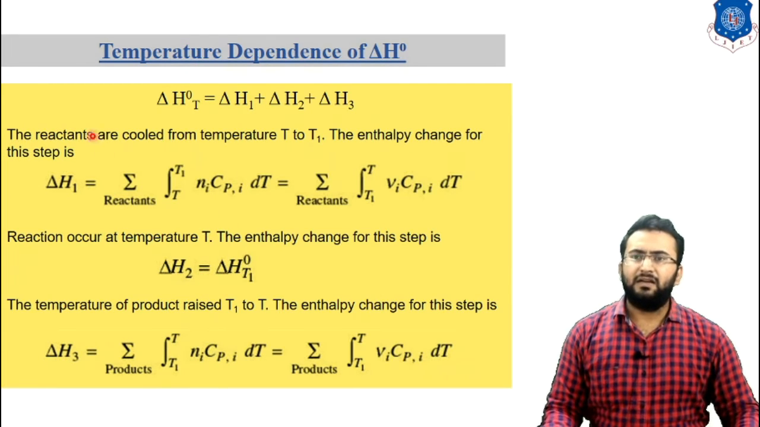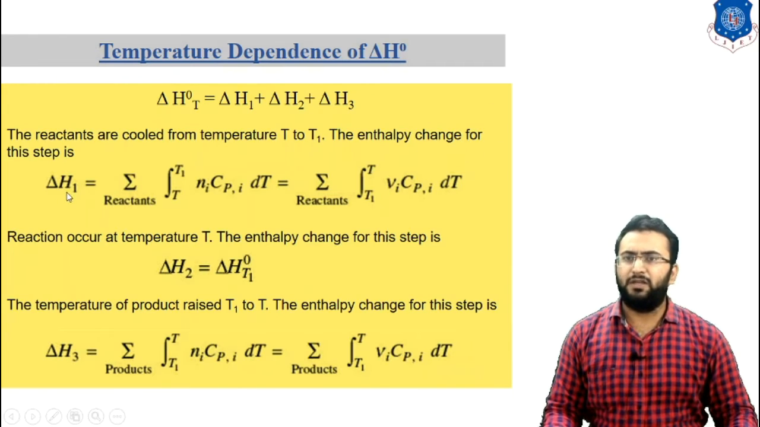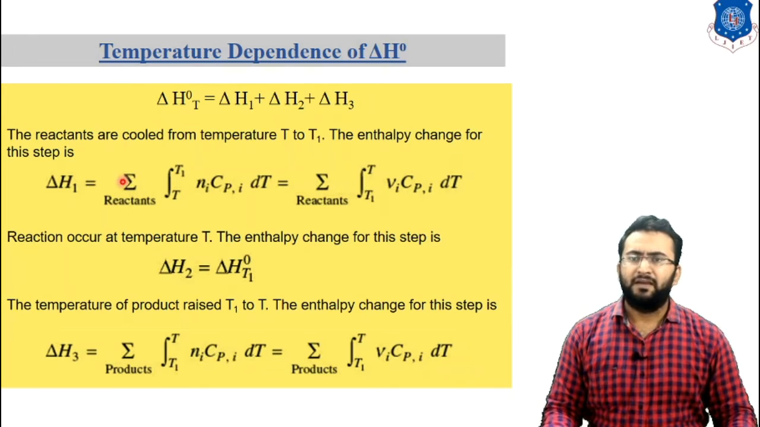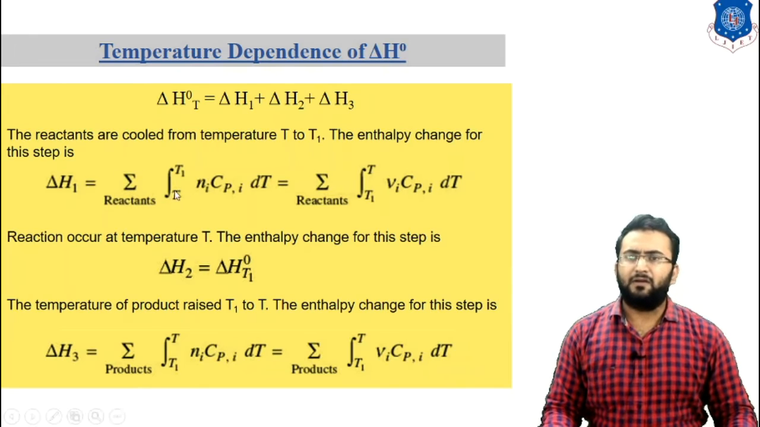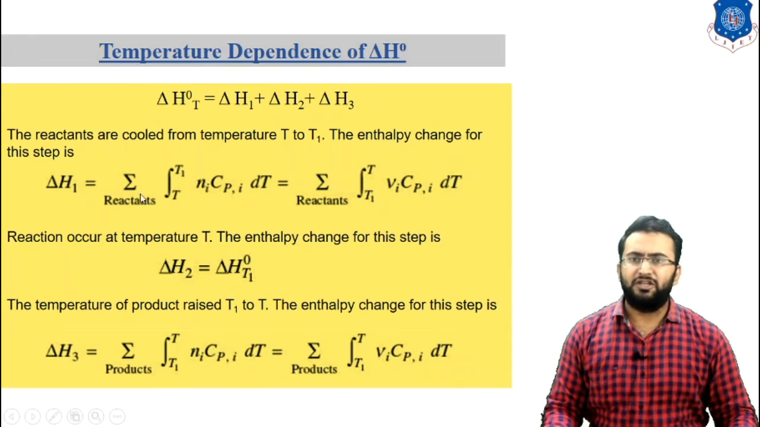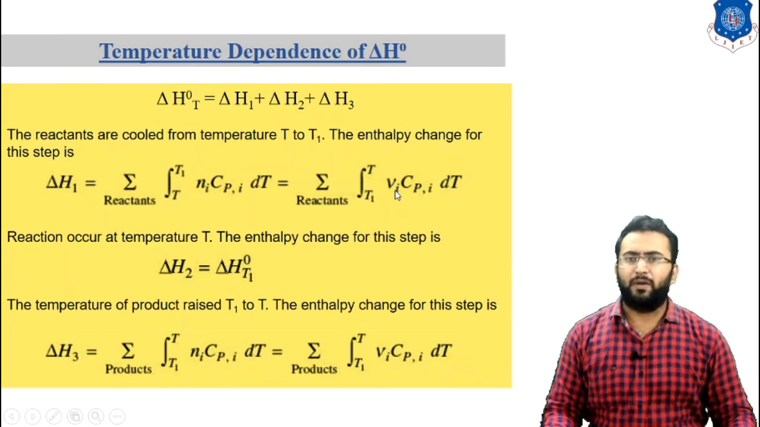The reactants are cooled from temperature T to T1. The enthalpy change for this step, delta H1, is equal to the summation of the integration from T to T1 of Cp dT, which is our enthalpy change equation. Now if we want to write this equation in terms of the stoichiometric number, then we write minus Vi Cp dT. Taking this minus into the limits, it becomes the integration from T1 to T of Vi Cp dT, where Vi is the stoichiometric number.